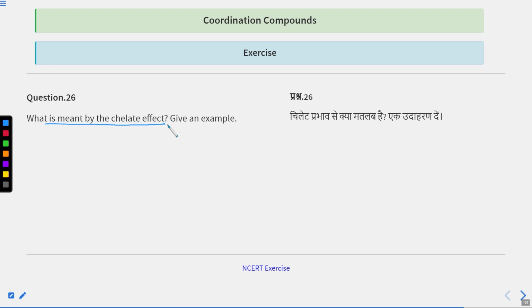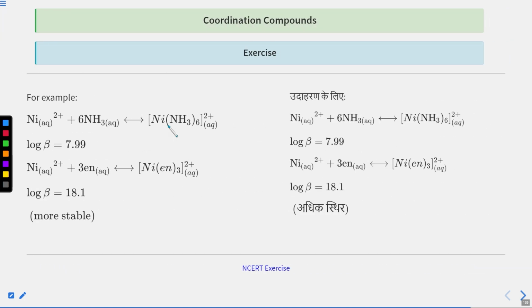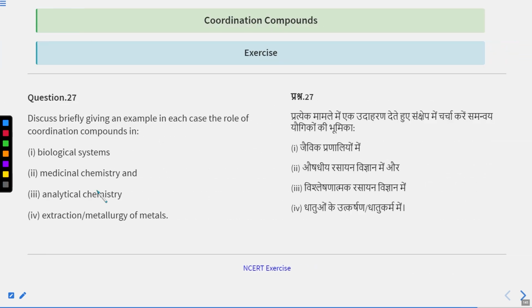If you take the case of a hexadentate ligand, that will show a chelate effect. If you remember the example, that was EDTA, ethylenediaminetetraacetate. It is a hexadentate ligand and it shows the chelate effect. They form a ring, and you can see that the log beta is more for the chelate ligand. It is 18.1. Clear?